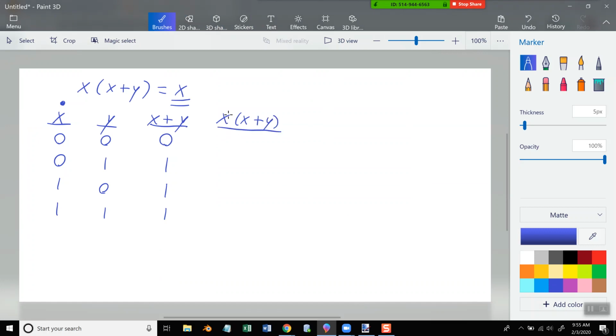Now you take the x column times the and the x plus y, or x or y column. 0 times 0 is 0. 0 times 1 is 0. 1 times 1 is 1. 1 times 1 is 1. Now, if you compare this one against the one we just found, see how they both have the same results? That proves this via truth tables.